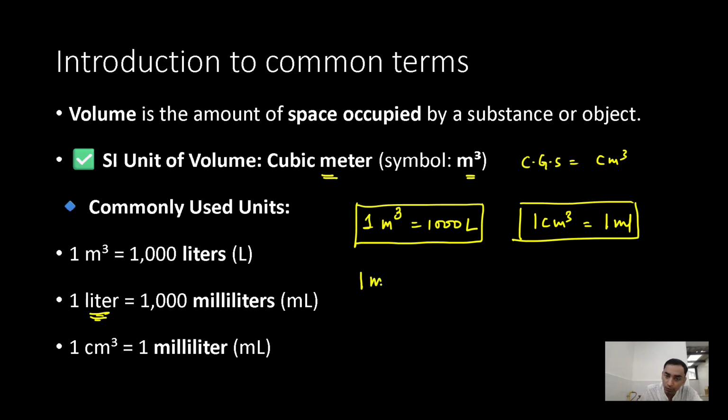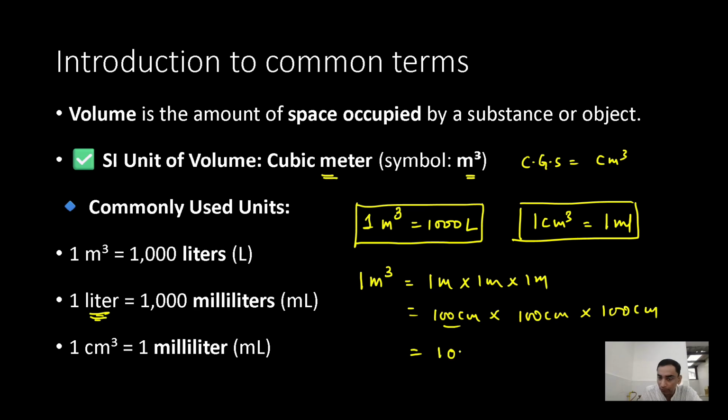Now, if you want to convert 1 meter cube into centimeter cube, 1 meter cube can be written as 1 meter into 1 meter into 1 meter, right? And 1 meter is equal to 100 centimeter, again 100 centimeter, again 100 centimeter. So that means we have 1 and then 6 zeros centimeter cube, or this can be written as 10 raised to 6 centimeter cube. So meter cube can be converted into centimeter cube in this way.